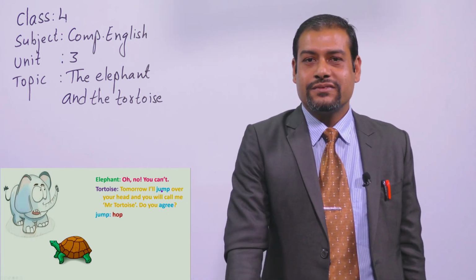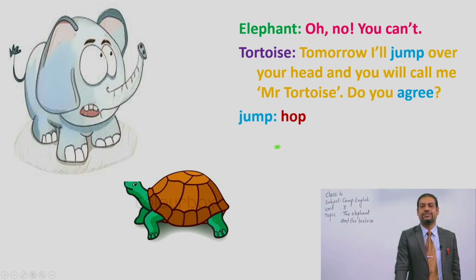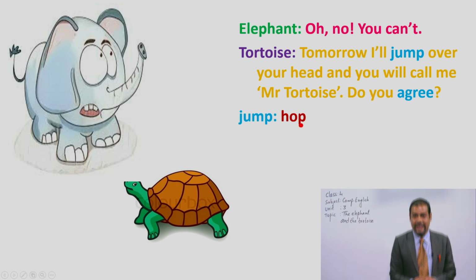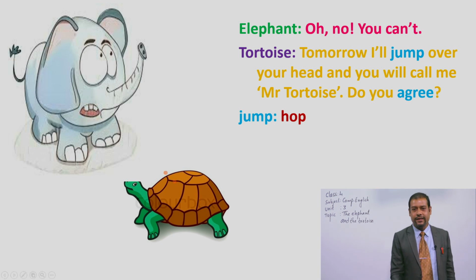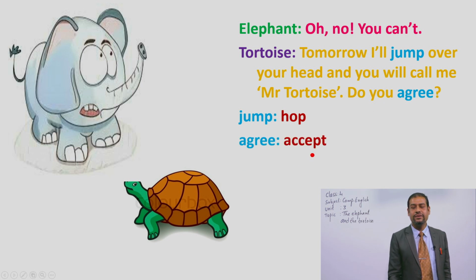So do you know the meaning of jump, dear students? Yes, jump means hop. For example, I jump, this type of activity. Sometimes if you play skipping rope, you jump like this, that is the meaning of jump. Okay. Next, do you know the meaning of agree? Guess. Yes, agree means accept.